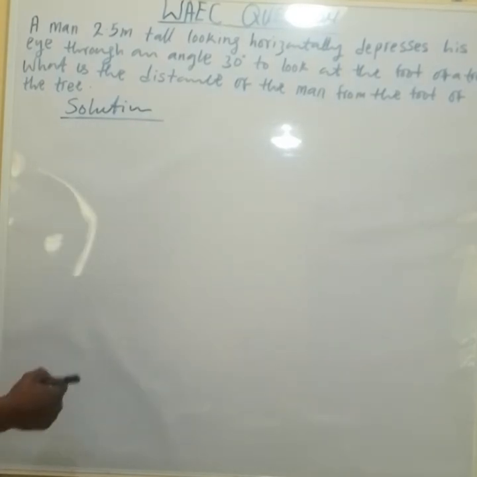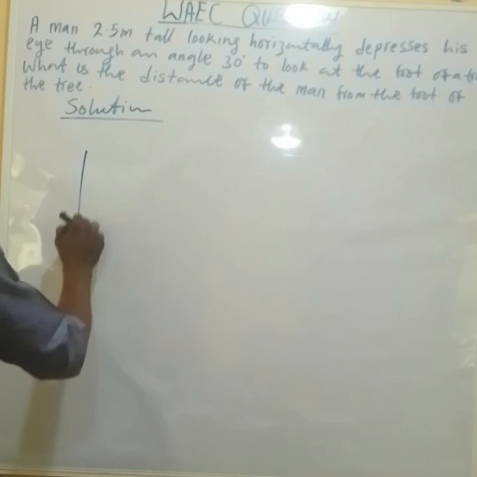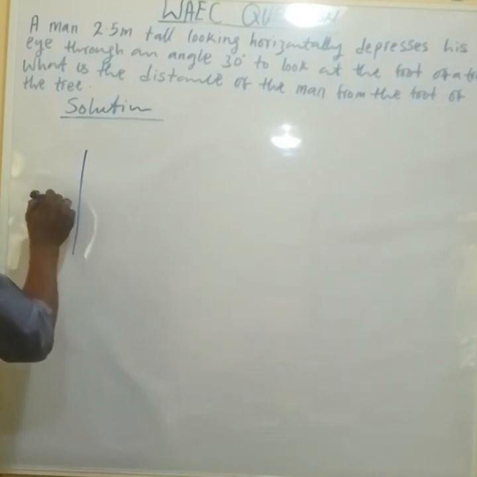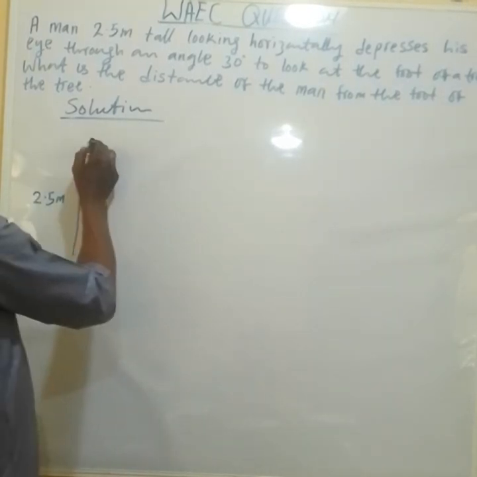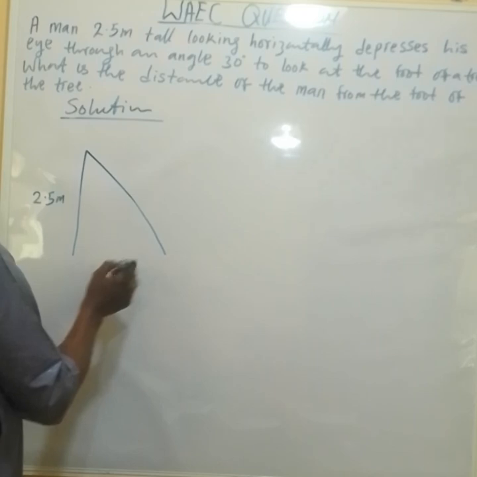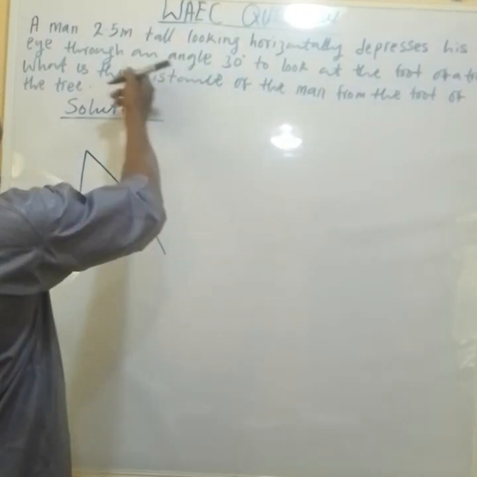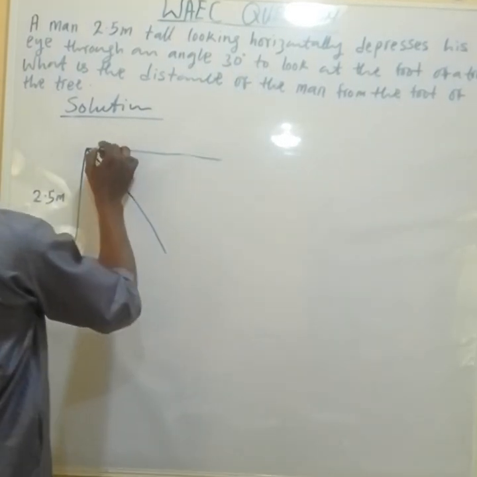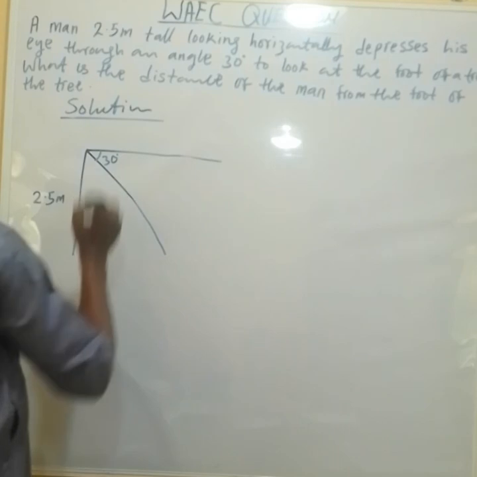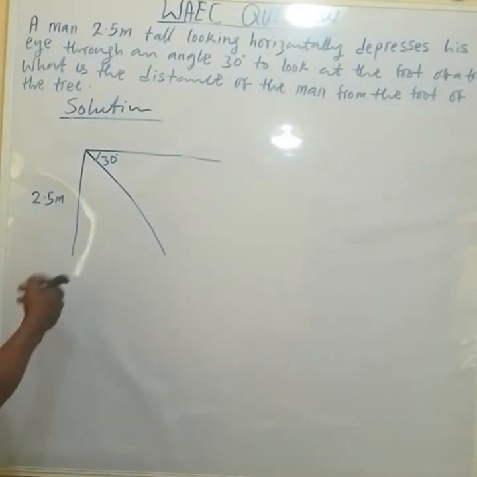So the question says a man is 2.5 meters tall, looking horizontally, depresses his eyes. That is, he looks down through an angle of 30 degrees. So he forms an angle of 30 degrees to look at the foot of a tree. So what is the distance?